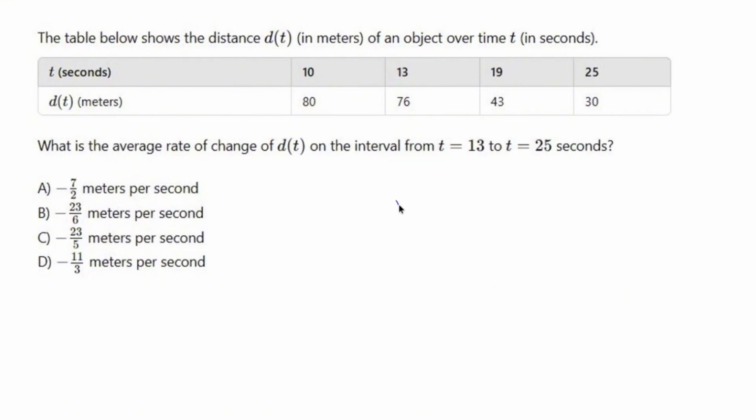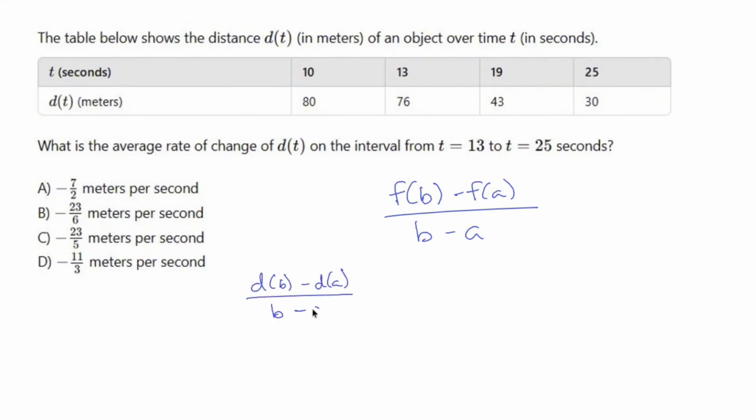Now the general formula for average rate of change is f of b minus f of a over b minus a. Obviously in this case we don't have f's, we have d's. So this would be d of b minus d of a over b minus a. A and B are going to be these intervals. Your A, your B. What would be f of b, or in our case d of b, and what would be d of a? They are the results that we get for plugging in a and b respectively.